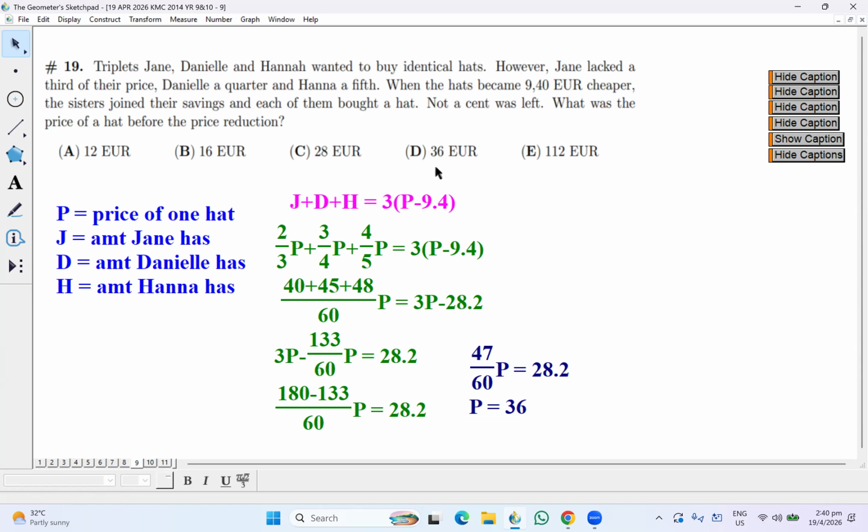Can we do this question in a different way? This one is the direct way. Follow what the amount they have.